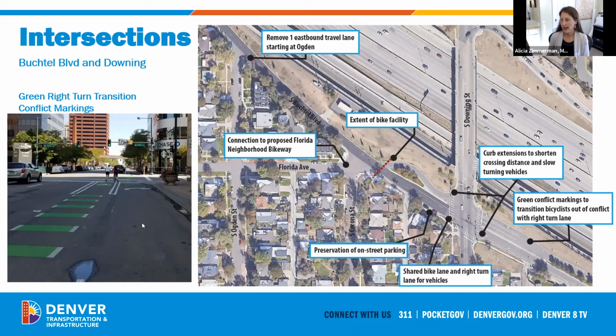One of the things I wanted to point out here was this green conflict markings transition description. If you haven't seen them other places, this is where there's a transition before the intersection and a right turner may be crossing the bike lane. We put these green conflict markings in.